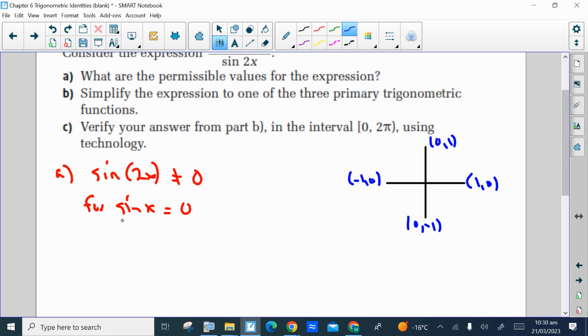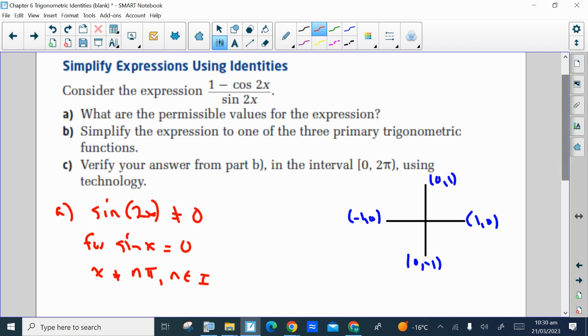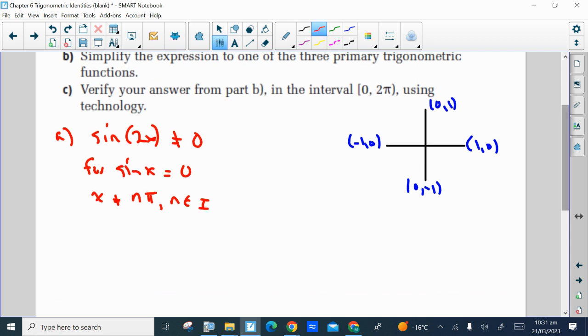Okay? So for sine x equals 0, x cannot equal n pi, where n is an element of integers. Every multiple of pi. So those are the restrictions if the denominator was sine x. But it's not. It's sine 2x. So what does that 2 do? Remember, using our transformations, that is a b value of 2. That causes a horizontal stretch by a factor of 1/2. So the restrictions on x will be half of what they were for sine x equaling 0.